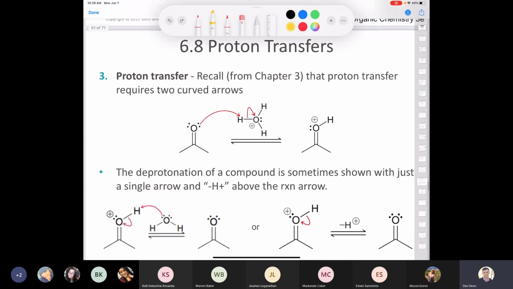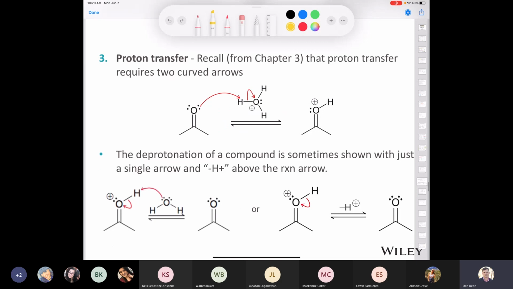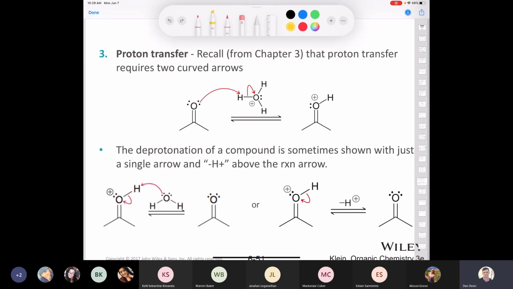Probably the curved arrow that shows up the most in this class, I think, if you had to actually tally them all up, which I've never done, would be the proton transfer, right? This is the one we call the PT, proton transfer. And we saw proton transfers back in the acid-base chapter, chapter 3. A proton transfer requires two curved arrows. Here's the proton transfer occurring between a hydronium ion and the oxygen of a carbonyl. You see that the lone pair on the carbonyl is acting as an electron donor, and the acid is acting as an electron acceptor, okay? And we're ending up with a protonated carbonyl over here.